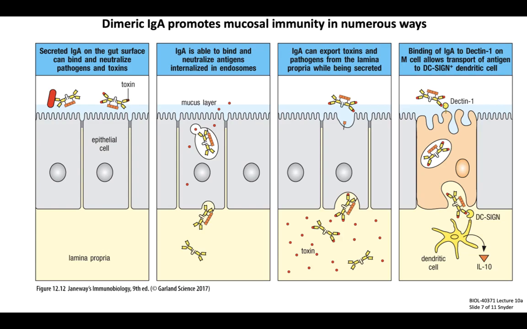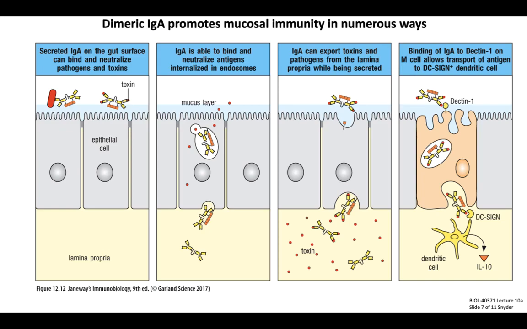So when IgA is internalized by epithelial cells, it can bind to toxins present in epithelial endosomes, and again, the antibody dimer functions here by the process of neutralization. In the third panel, we see luminal IgA binding to antigens on the basolateral side of the epithelial surface.